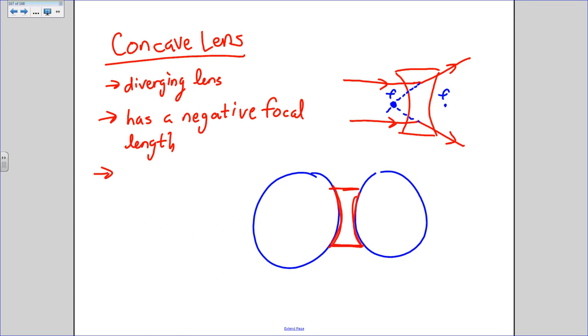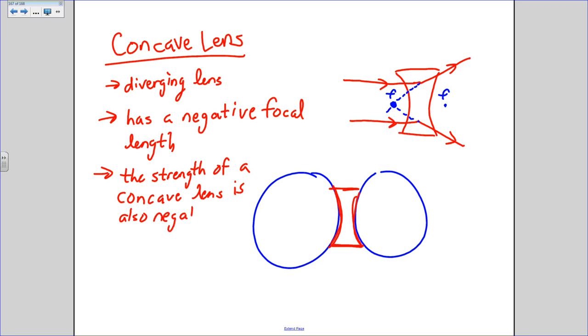And as a result, the strength of the lens is also negative. All right, so it has a negative focal length, and then the strength of the lens is also negative.